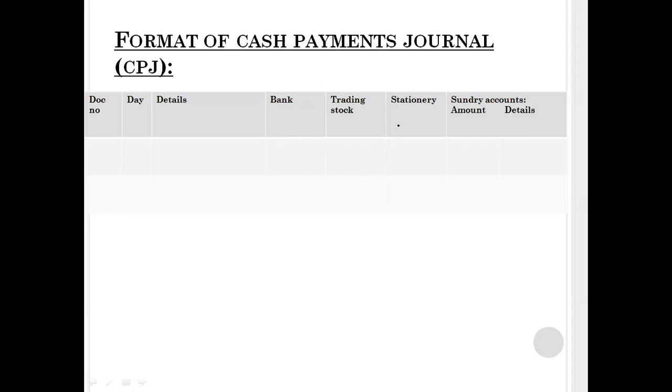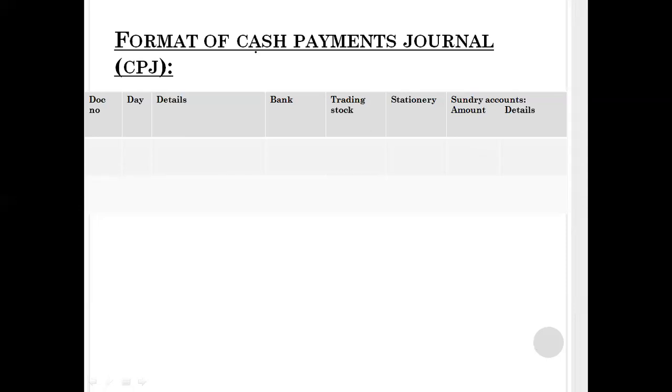So it's going to be bank and stationery, or bank and trading stock, or bank and, let's say, telephone. And then you will see there's not a telephone column at the top, so then it will go to your sundry accounts. Okay, but that is just overall. We're going to look at examples now.